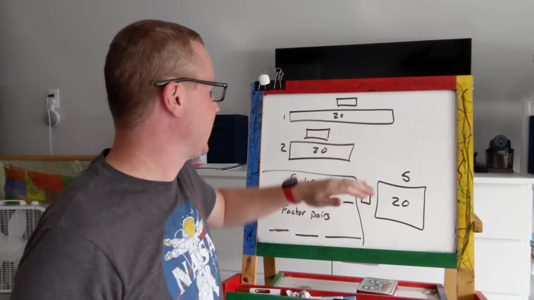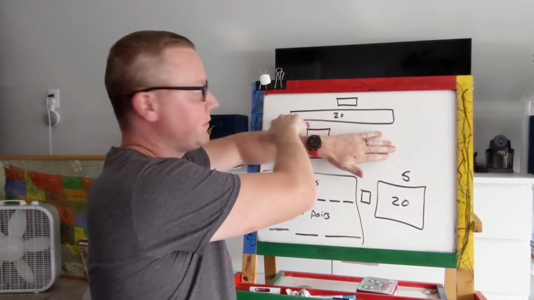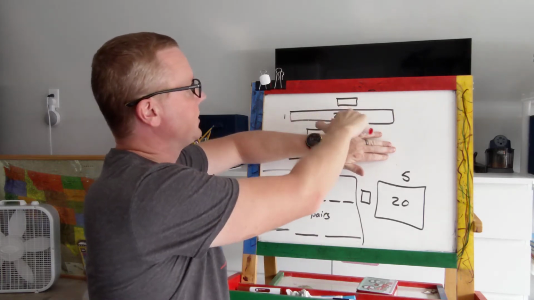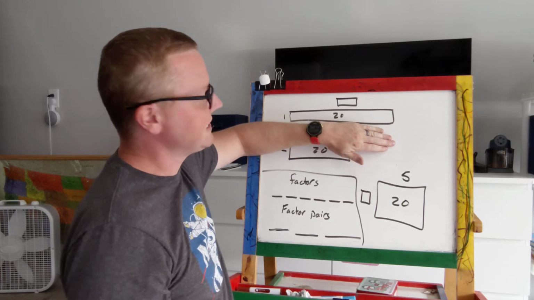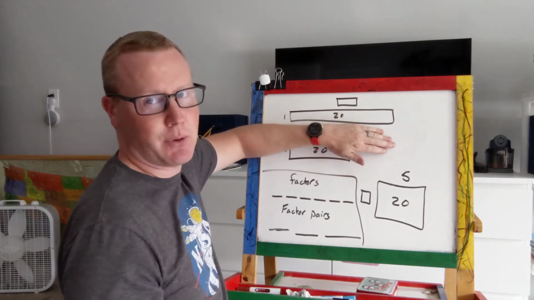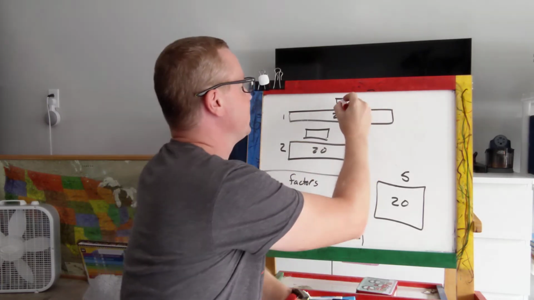How do I do that, you're saying? Well, remember, we're multiplying these two numbers together to get 20. So what times 1 would get you 20? I kind of gave the answer away. 1 times 20 gets you 20.